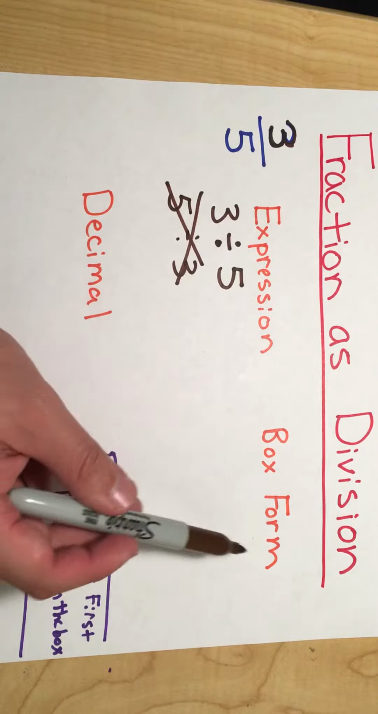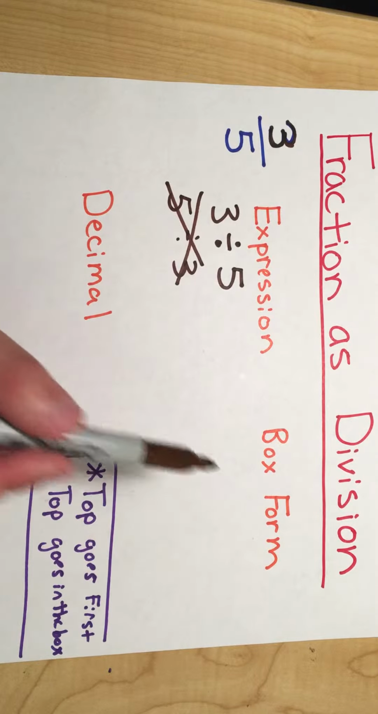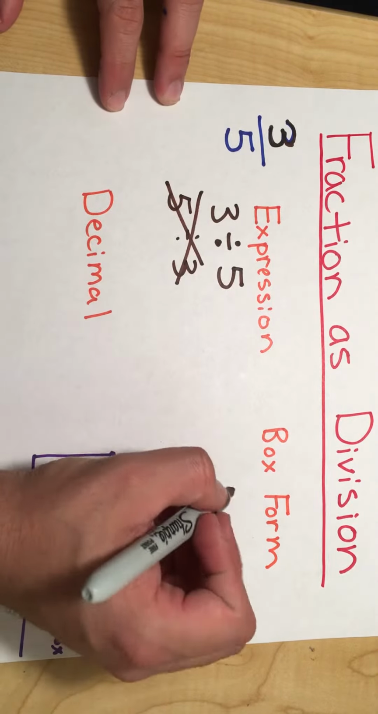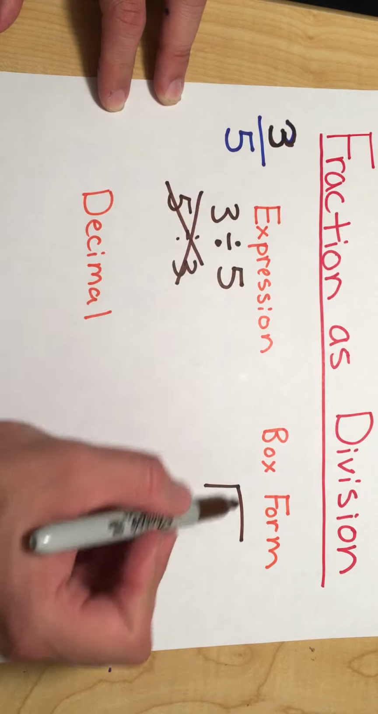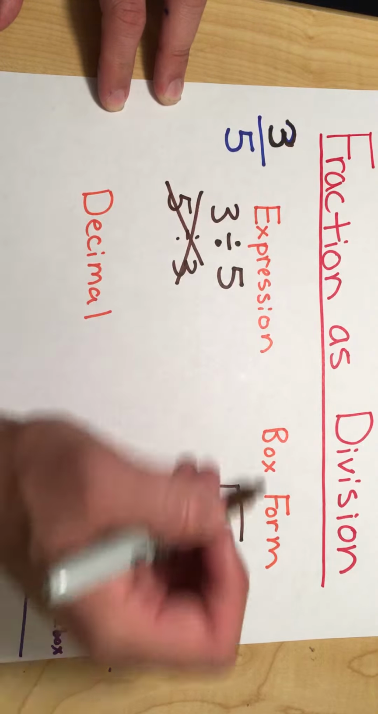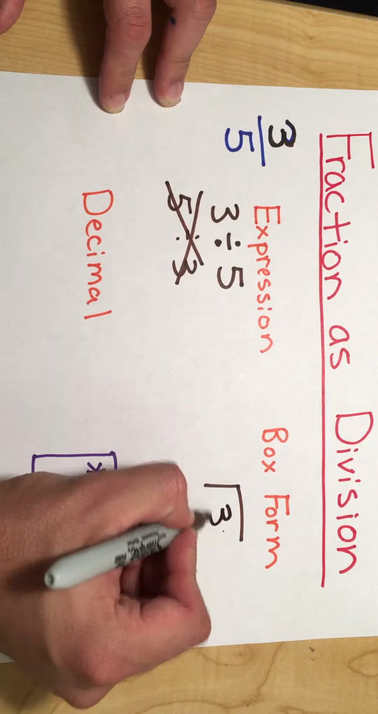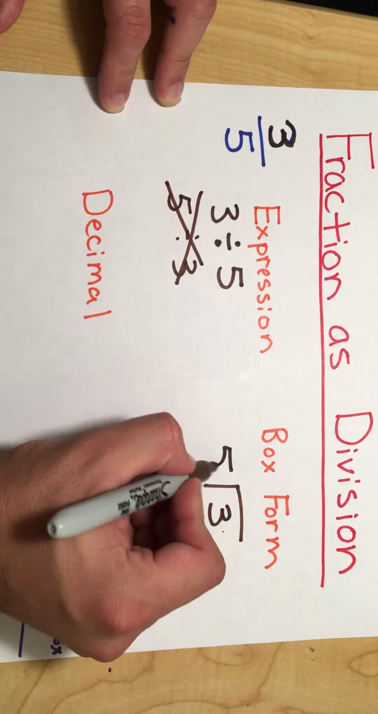Now the next way we could express this fraction is in box form. And again, we're just going to create a box here. Top number goes in the box, cowboy in the house, or top dog in the house. So I've got to put this 3 inside of the house and put the 5 outside.